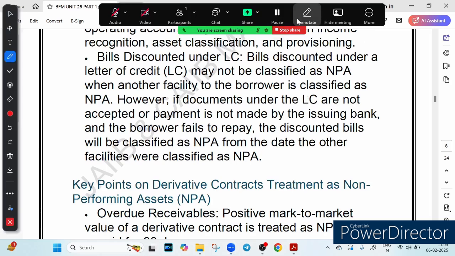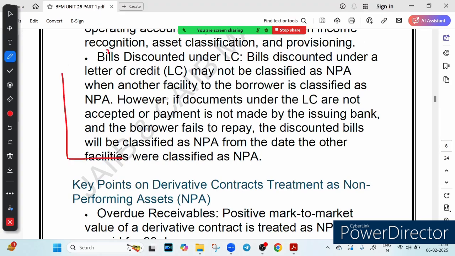What are the criteria for it to come under NPA? So here is a tricky one. Bill discounted under LC. Imagine the bank has discounted a bill under a letter of credit, but the borrower's other loans are going bad. Does that mean the discounted bills are also automatically NPA? Here is the catch. If the bank has not been paid for the bill and the borrower failed to repay for those bills, it will only be classified as NPA when the other loan or facility becomes NPA, right? It is like waiting for that final domino to fail.